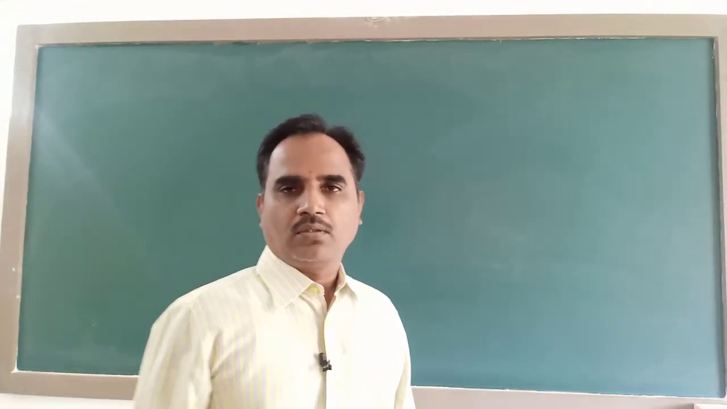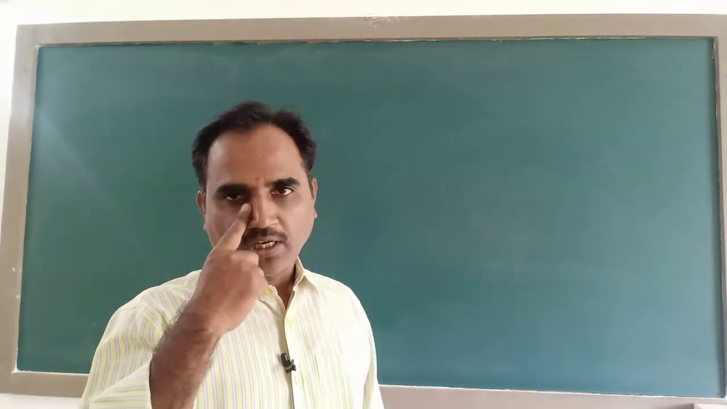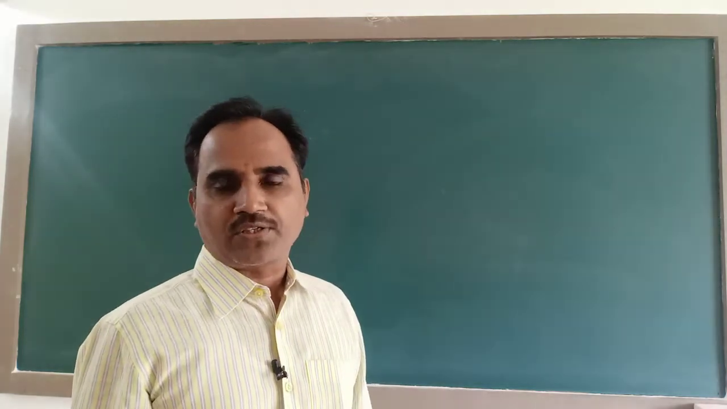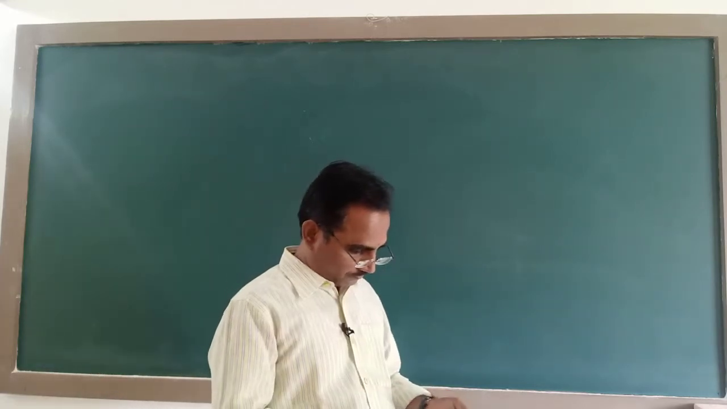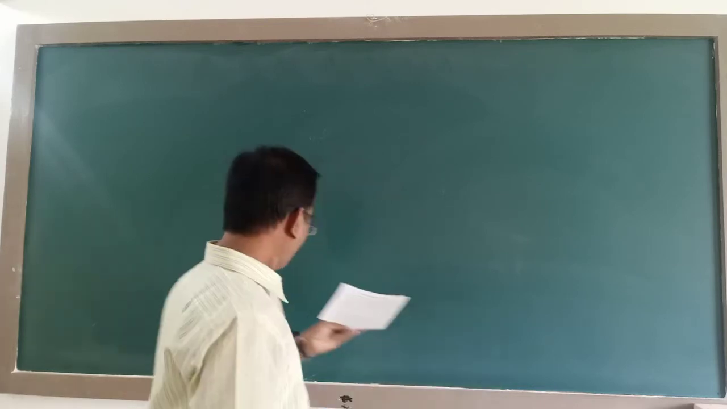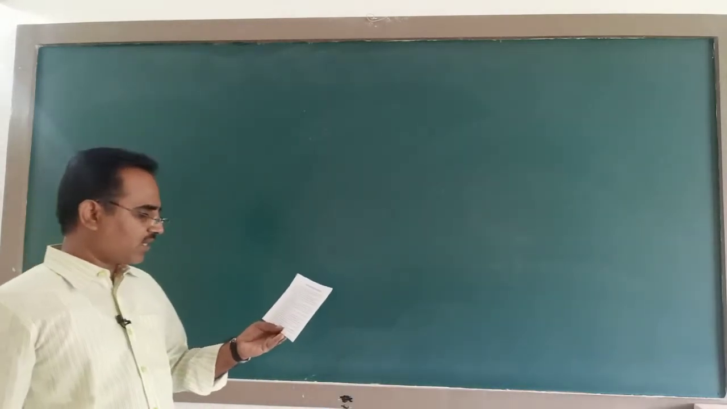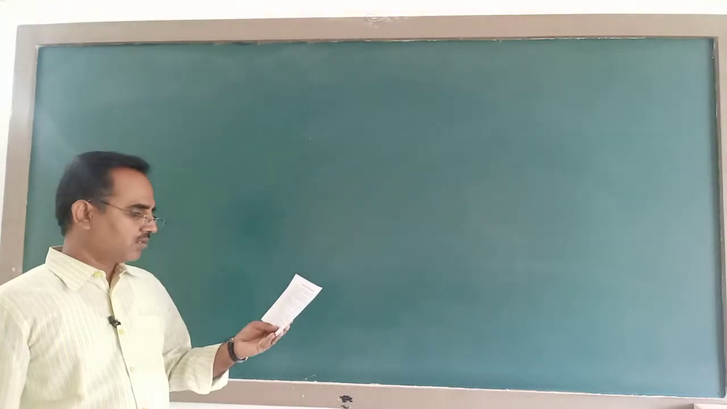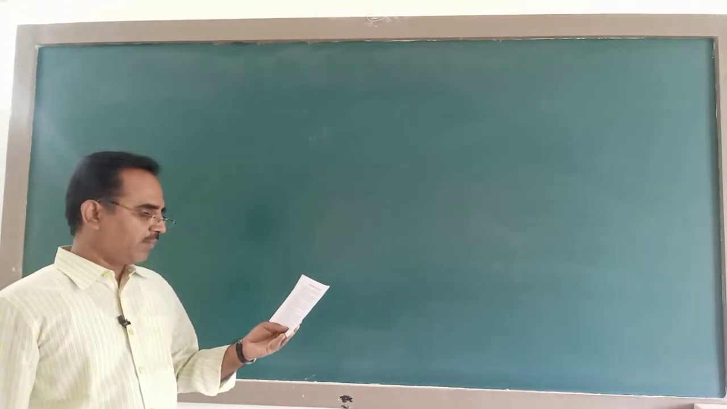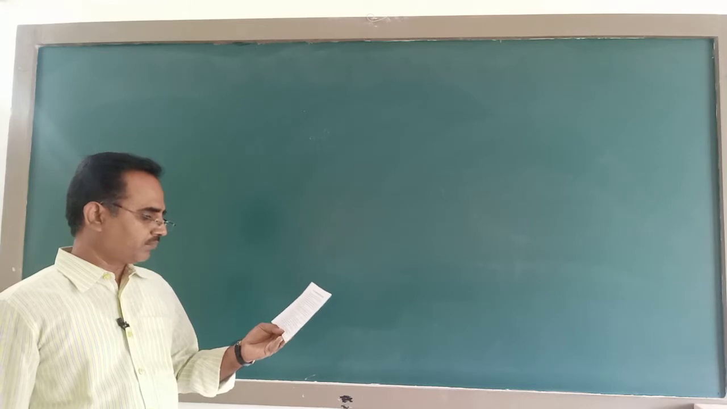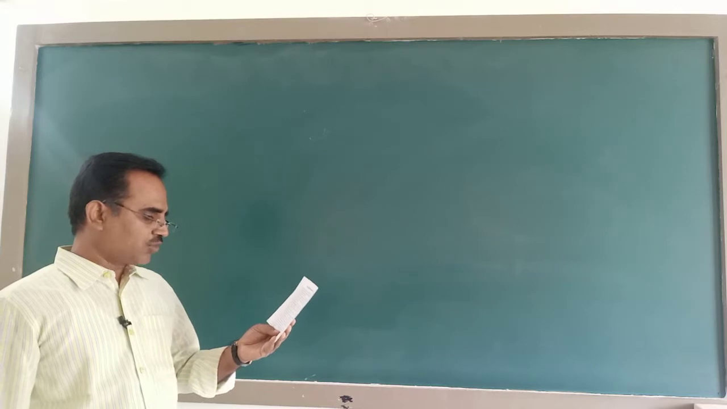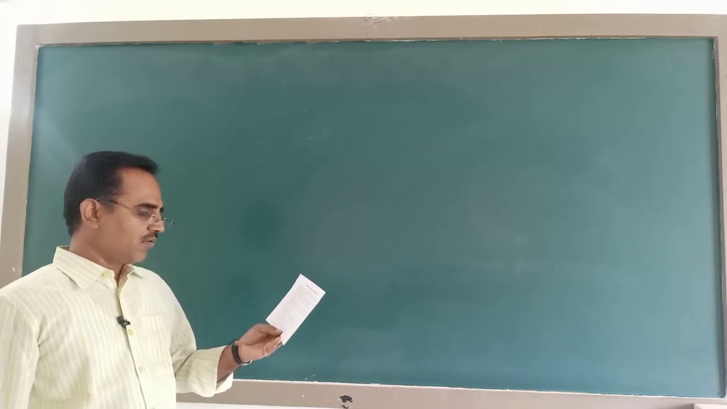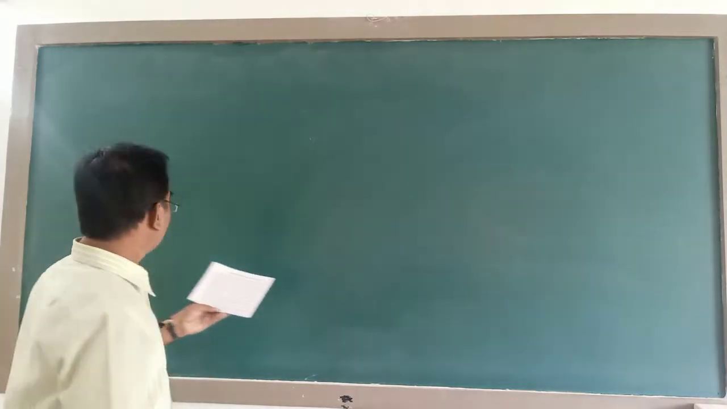Dear students, today we shall solve some numerical problems in topic capacitors. The first one: a parallel plate air capacitor has got two square plates, each of side 0.5 meter and separated by 0.5 mm. Find its capacitance. If it is charged to a potential of 6 volt, find charge on the capacitor and energy stored in the capacitor.